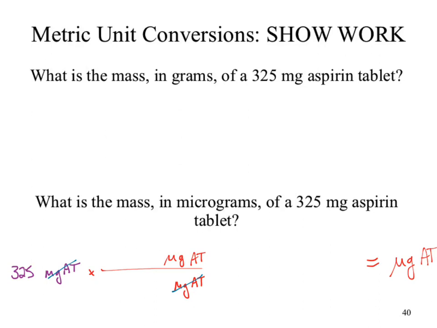I know that milligrams I can convert into grams, and I know I can convert micrograms into grams. So this conversion for me is not a valid conversion. I don't know the numbers that I can put in there. Yes, I could potentially look it up, but for me, I don't know that conversion. So if I can't convert it directly, I'm going to convert it into something that I know I can convert into. I can convert milligrams into grams.